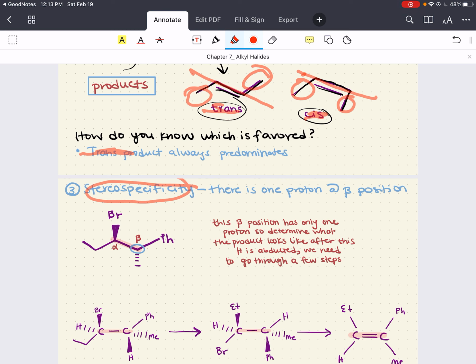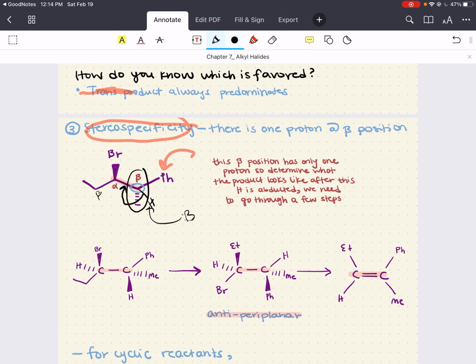To determine what the product looks like after that 1 hydrogen has been deprotonated, we're going to need to follow a few steps. All right, so here we have a different example. This molecule has 2 beta positions. We're only going to focus on this one. Why? Because this beta position has 1 hydrogen. So that means when our base comes along and steals the hydrogen, and this hydrogen dumps its electrons between the alpha and beta position, what does our product really look like? All right, this is going to require a few steps.